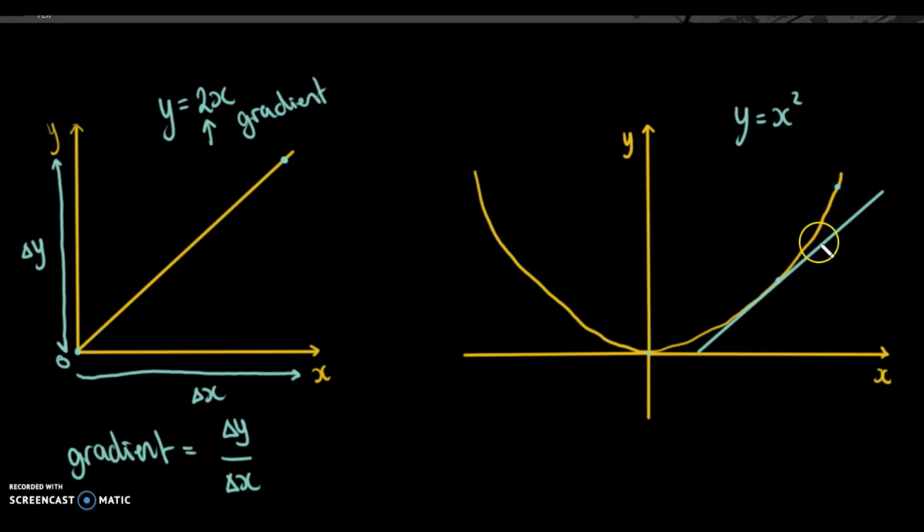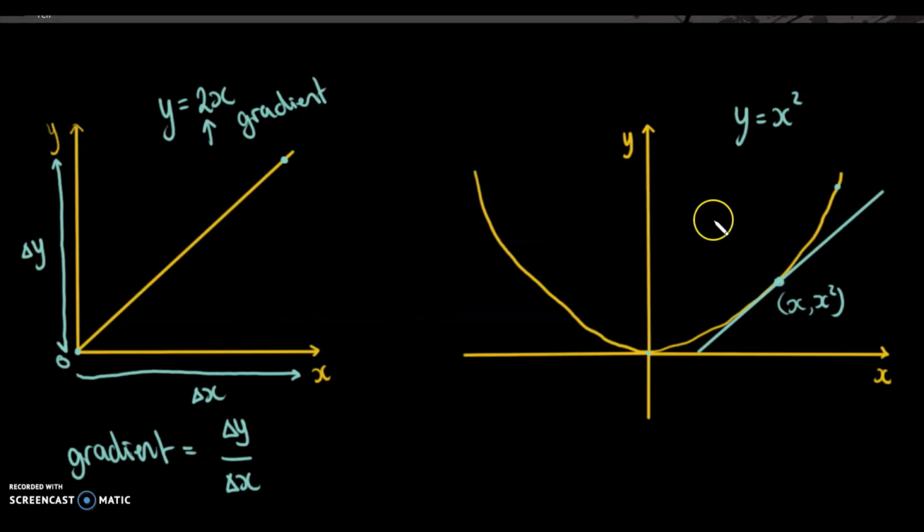Well, I can name my first point x for its x value, and its y value, well, if I put x in here, I get out x squared, so its y value must be x squared. And that's our first point to find there.